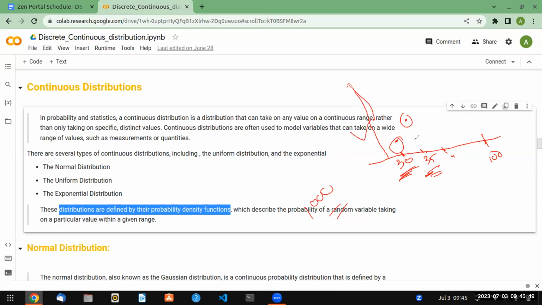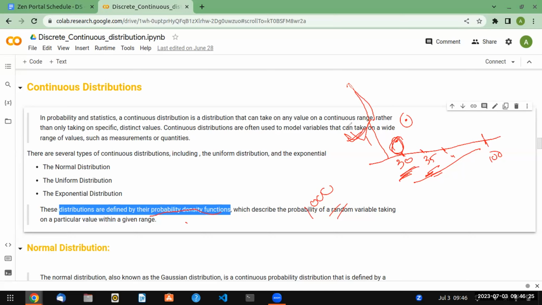In a normal scenario, we used to plot weight and the frequency of the people having that weight. But here in our case, we are not going to plot the frequency in the y-axis. We are going to plot the probability. What is the probability that people will have weight equal to 30? And that's why it is called the probability density function, PDF.